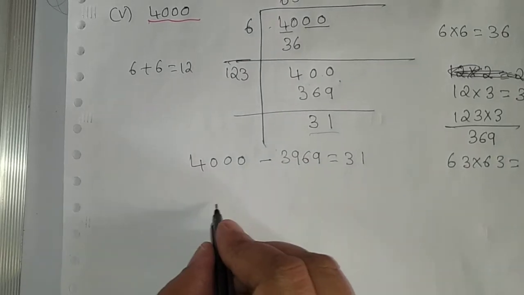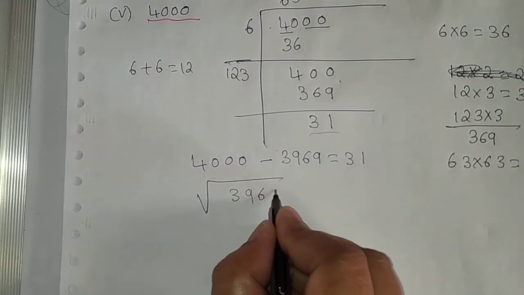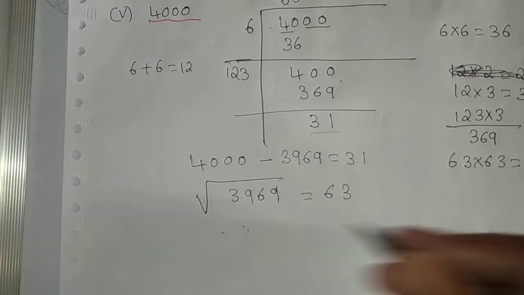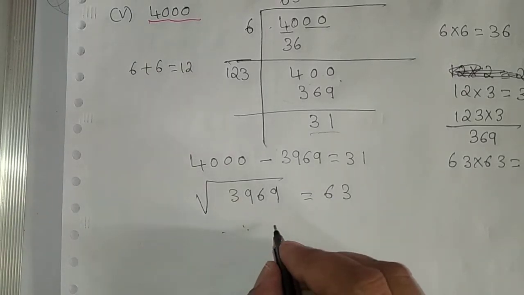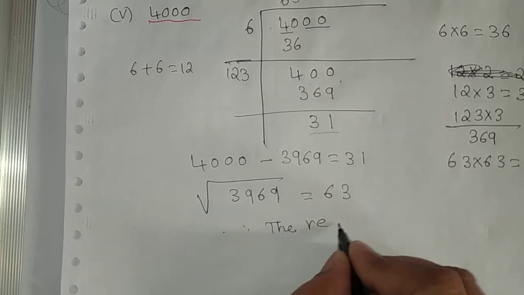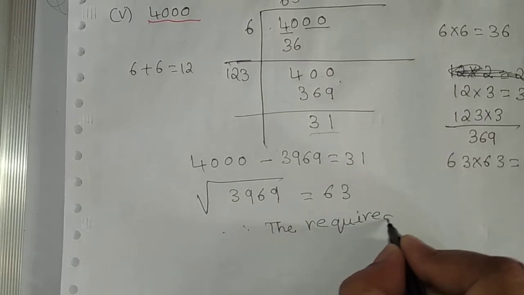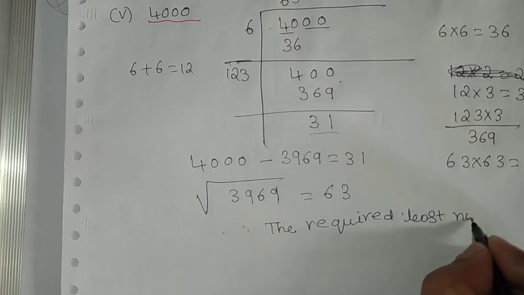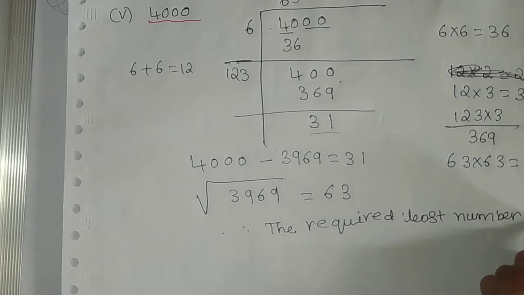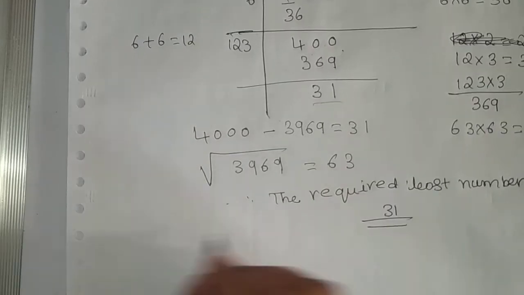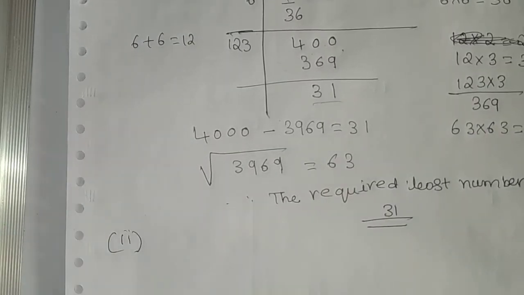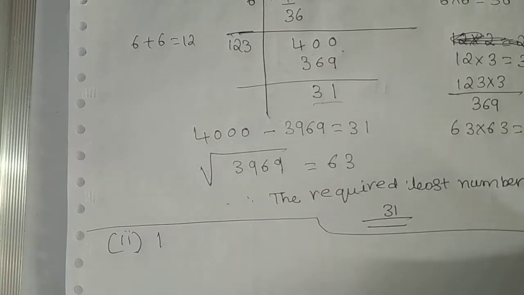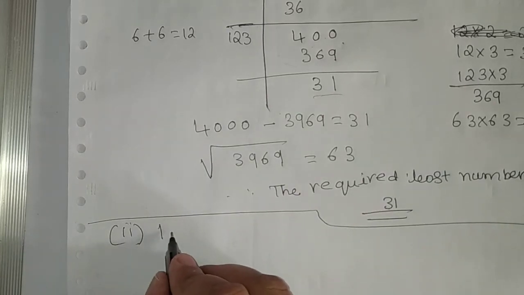See this one. So therefore square root of 3969 is equal to 63. Therefore, what we have to write is, the required least number is how much? 31. So therefore we left out the second one. I'll solve the second problem now. Second one we left out, so I'll solve it now.